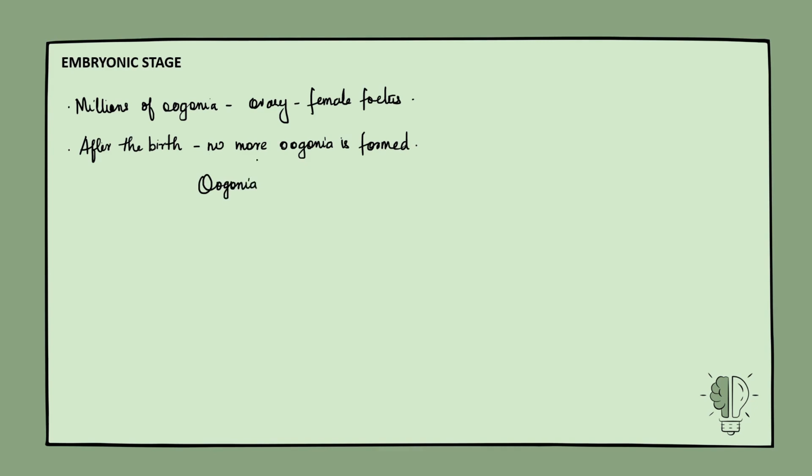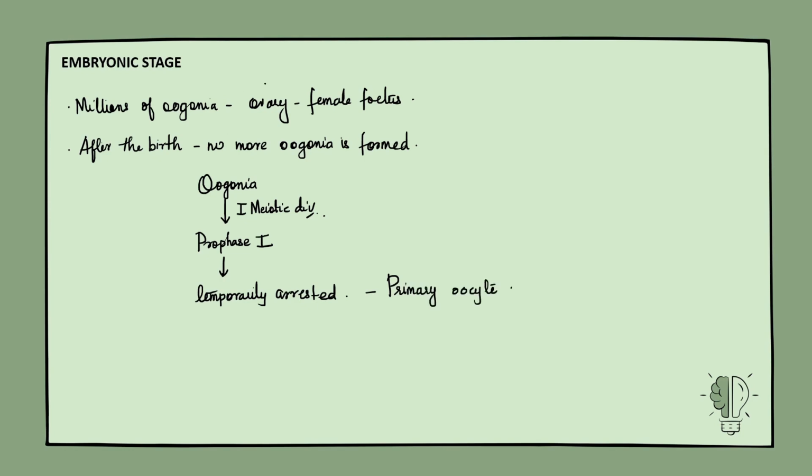Now, the oogonia, which is present within the ovary of the female fetus, starts the first meiotic division, and enters into prophase 1, and it gets temporarily arrested at this stage. And this stage is called primary oocyte.